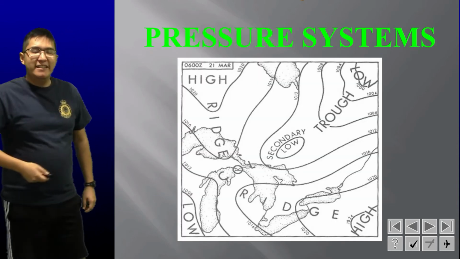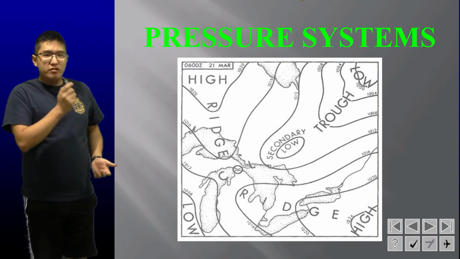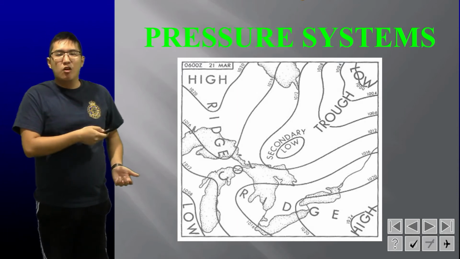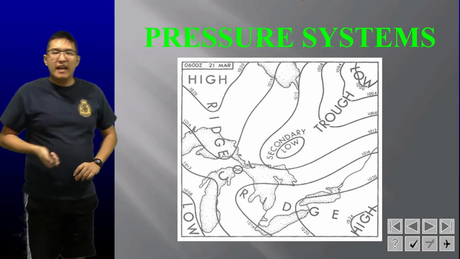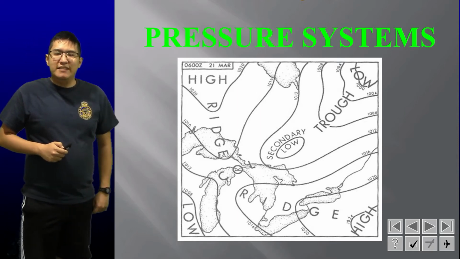And here's a graphic of what we discussed. So: secondary lows, ridge, col, trough. You can kind of see a little bit. It's not the best picture, but it gets the job done.